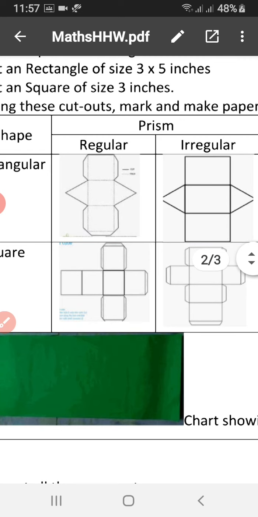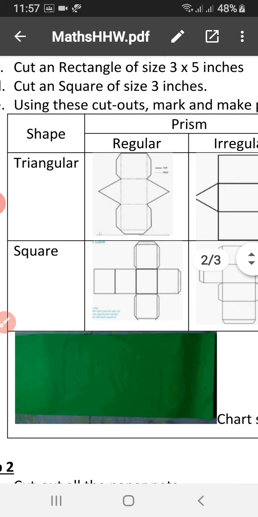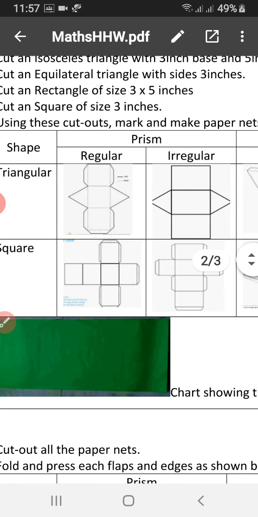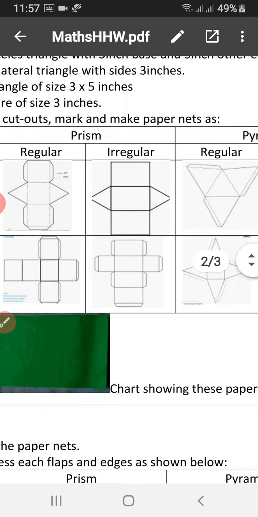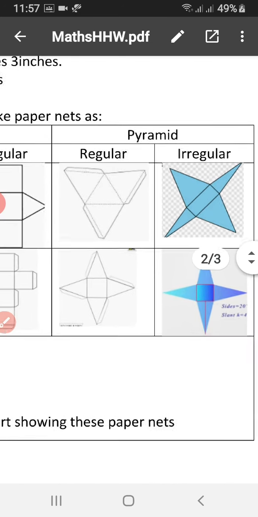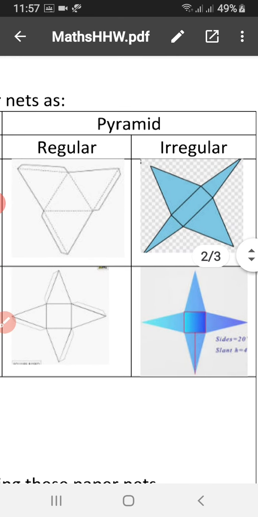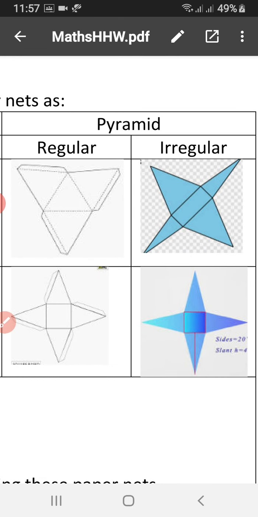These are the nets of prisms, triangular base and square base. So triangular prism and square prism, regular and irregular. Similarly, comparison of nets of pyramids.